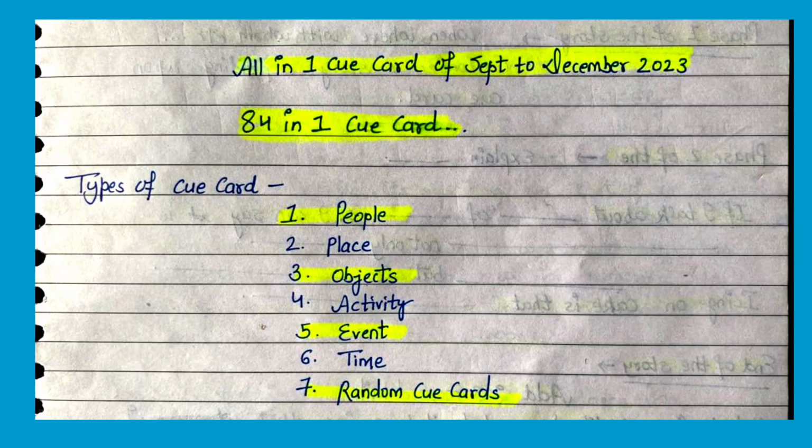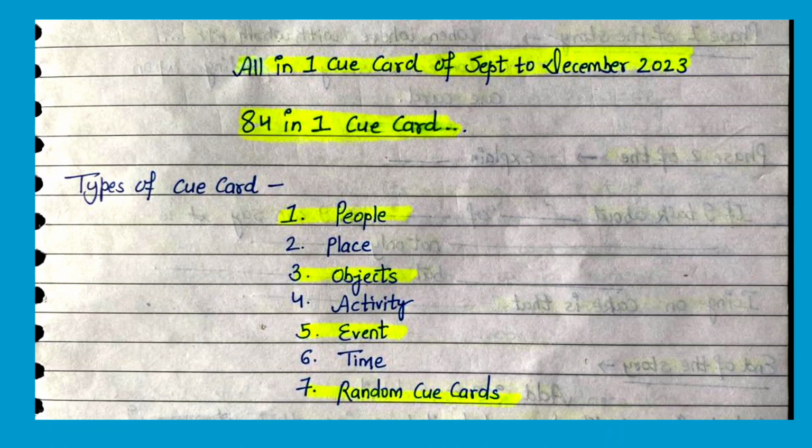Okay, so in your September to December speaking list, how many cue cards are there? 84, right? And what are their types? Some cue cards are based upon people, like talk about a person you met at a party, talk about an actor or actress, a successful businessman, or your neighbor. It means these types of cue cards are based upon people.